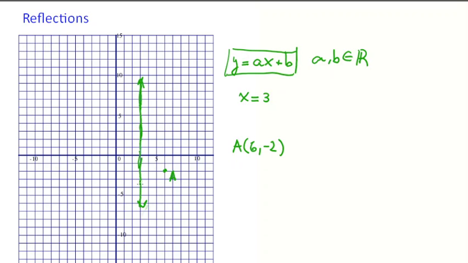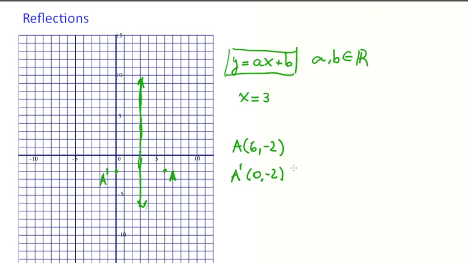And since this line is vertical, the distance will be horizontal. So it's just 3 units horizontal. So here, 3 units horizontal. And there you go. This would be our A prime. So A prime here would be (0, -2).